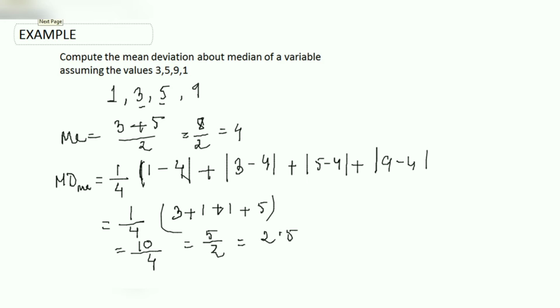Now let's move on to our next topic. We shall see a property of mean deviation about mean. This property is applicable only for mean deviation about mean, and it says that when we have to find the mean deviation about mean, we can use the formula 2 divided by n summation of xi minus x bar over those xi which are greater than x bar, or 2 by n summation of x bar minus xi over those xi which are less than x bar.